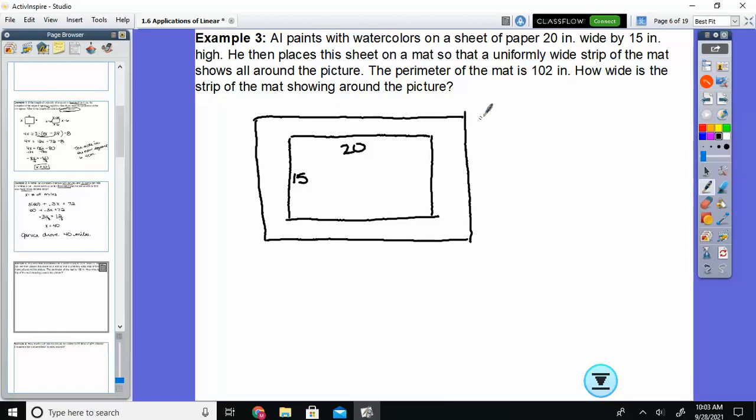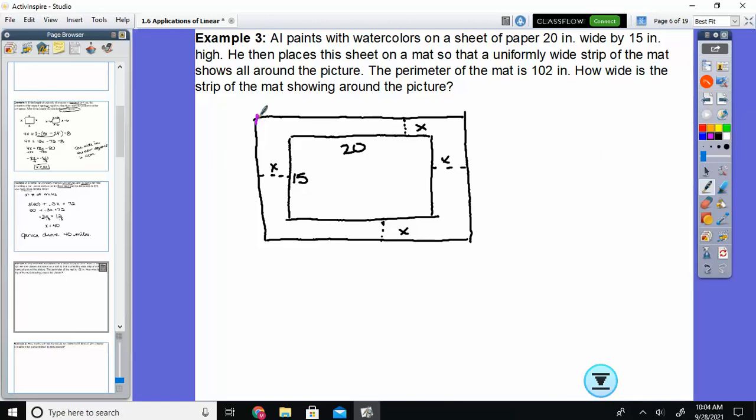Okay. And I didn't say how much was showing, but I said it was the same on all sides. So what could I call that amount? X. So X is the distance between the edge of the mat and our picture. The perimeter of the mat is 102 inches. How do we get perimeter? Add up all the sides. So I need the sides on this mat.